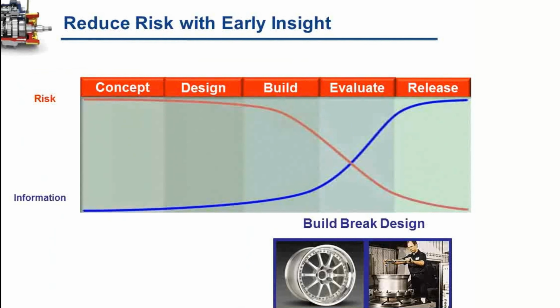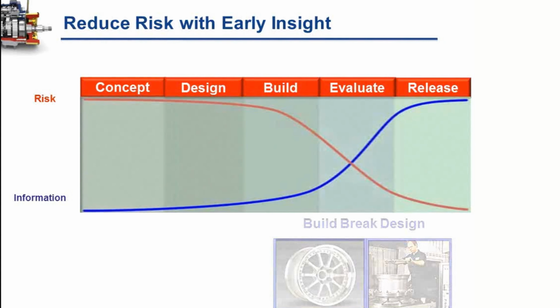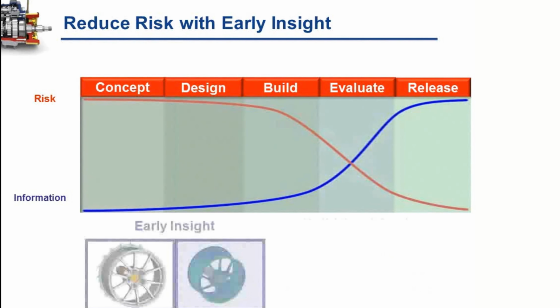So the old process, as this slide shows, is that as information is low early in the concept and design prototype phases, risk is high. But if we can move our iteration and learning process earlier in the design cycle, our information is going to increase and our risk is going to decrease.